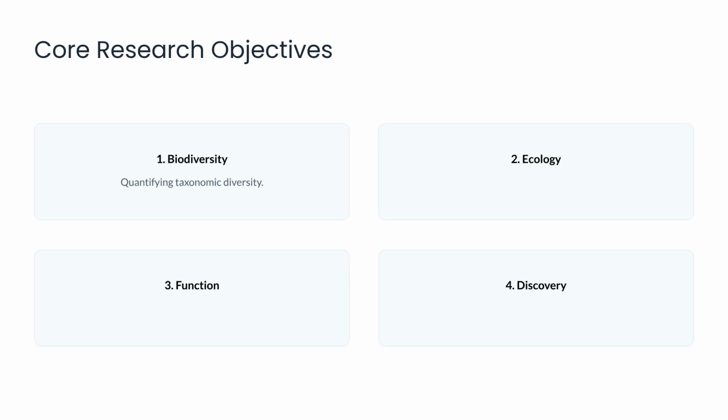Our core research objectives in metagenomics are organized into 4 areas: biodiversity, ecology, function, and discovery. These objectives focus on quantifying diversity, mapping interactions, decoding capabilities, and identifying novel gene sequences.